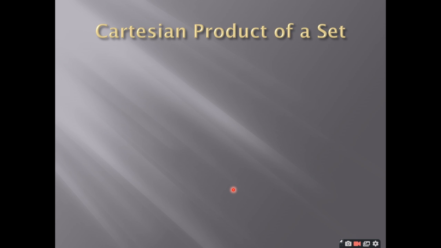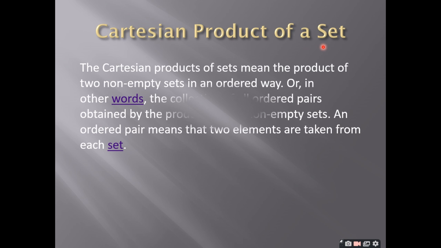Now the second topic is Cartesian product of a set. What is Cartesian product of a set? The Cartesian product of a set means the product of two non-empty sets in an ordered way, or in other words, the collection of all ordered pairs obtained by the product of two non-empty sets. An ordered pair means that two elements are taken from each set.